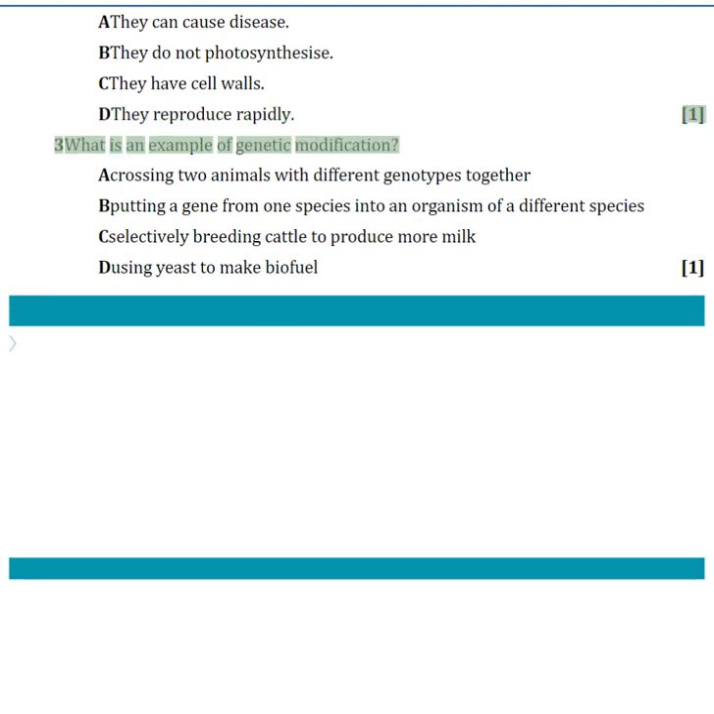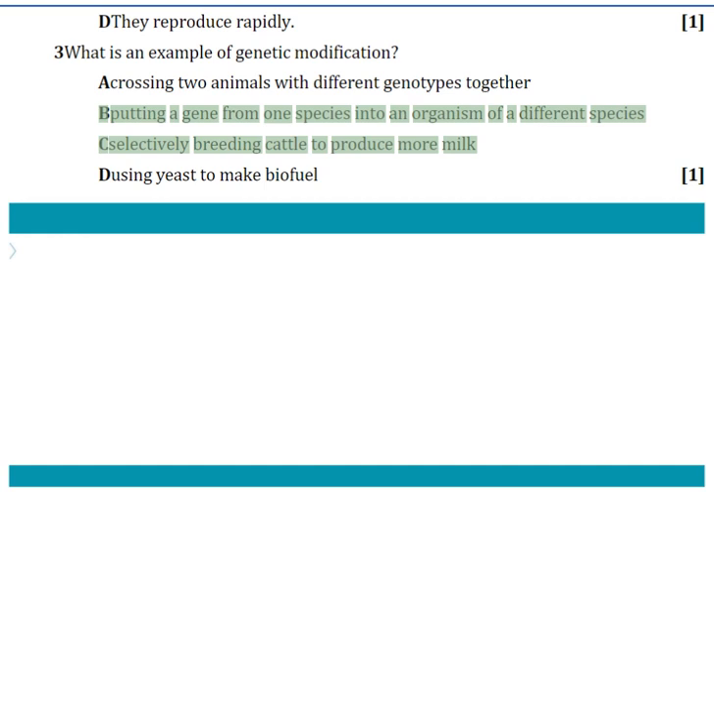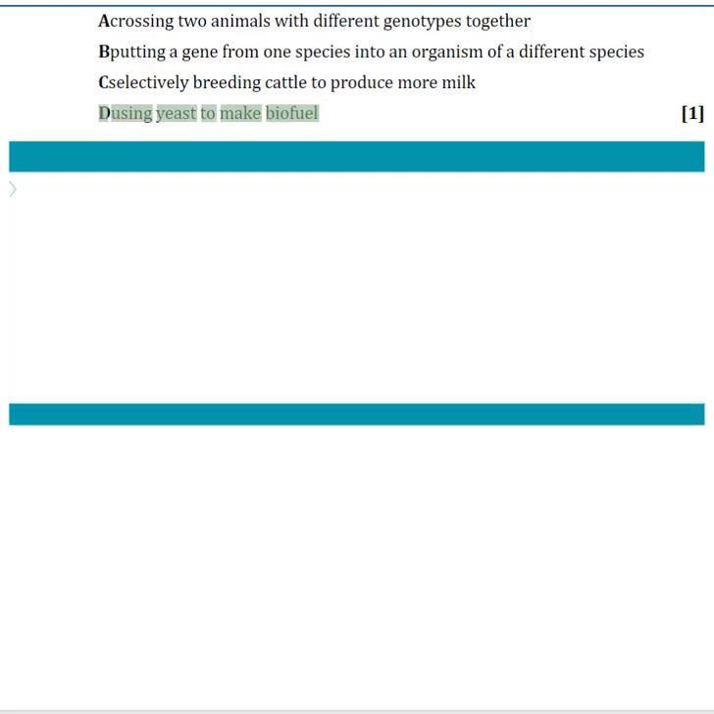3. What is an example of genetic modification? A. Crossing two animals with different genotypes together. B. Putting a gene from one species into an organism of a different species. C. Selectively breeding cattle to produce more milk. D. Using yeast to make biofuel.